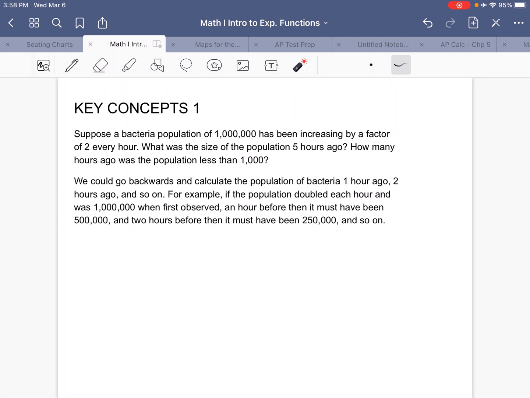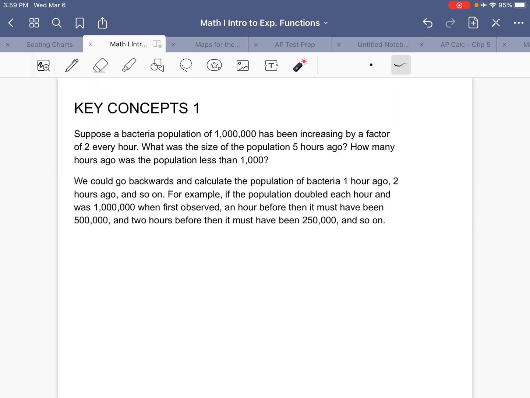We're basically asking, hey, we have this snapshot number. We know what it is now. And if we know that it's doubling every hour, a factor of 2 every hour, we can figure out how much we're going to have after 1 hour, 2 hours, 5 hours. But an interesting question might be, how many bacteria were there an hour ago, or 2 hours ago, or 5 hours ago? We could go backwards and calculate the population of bacteria 1 hour ago or 2 hours ago.